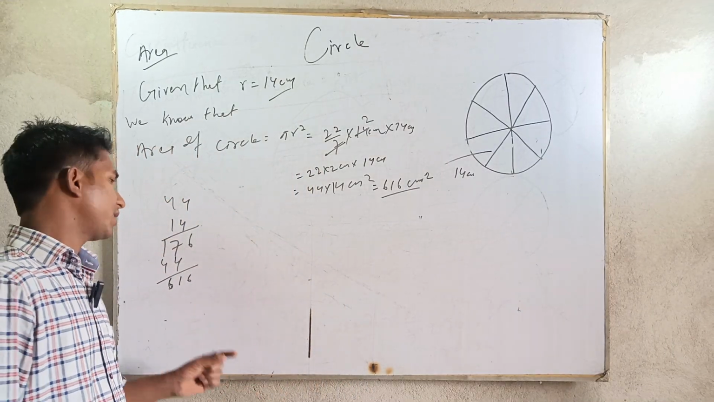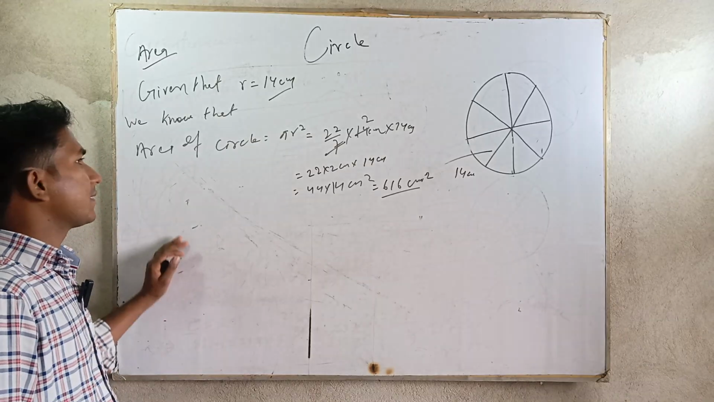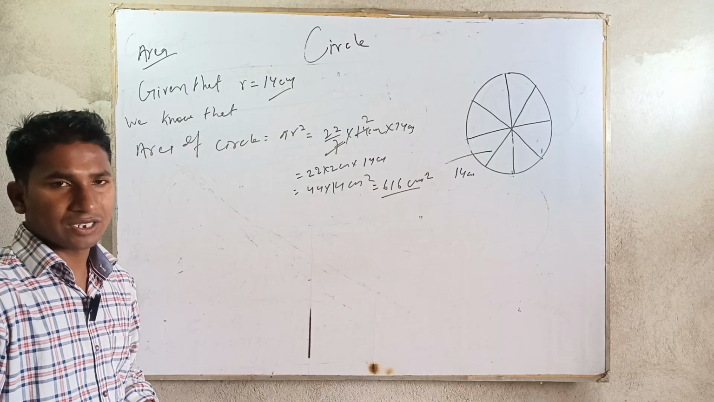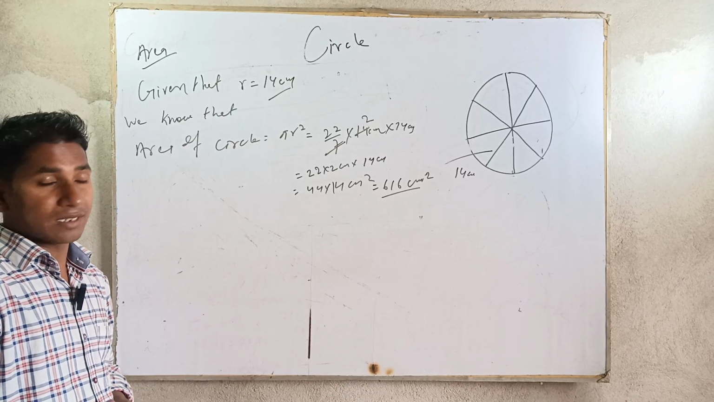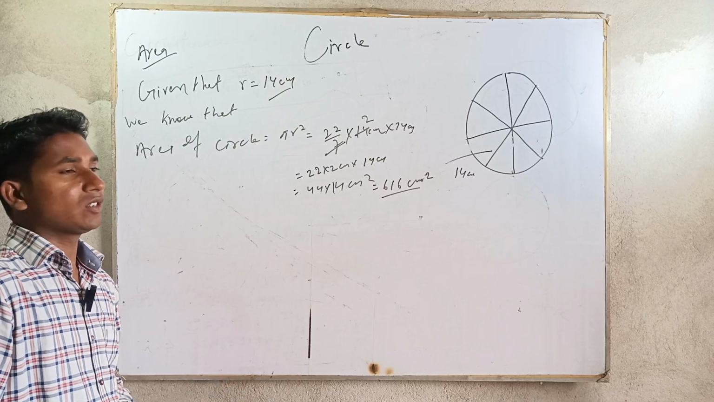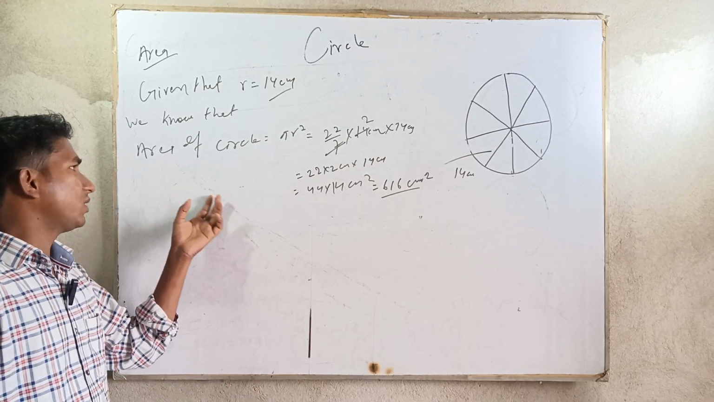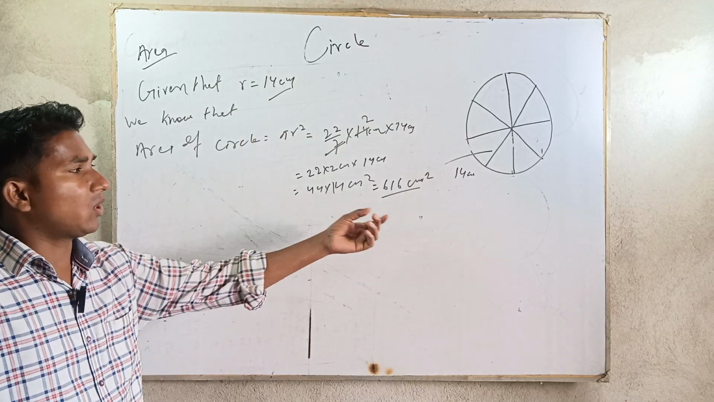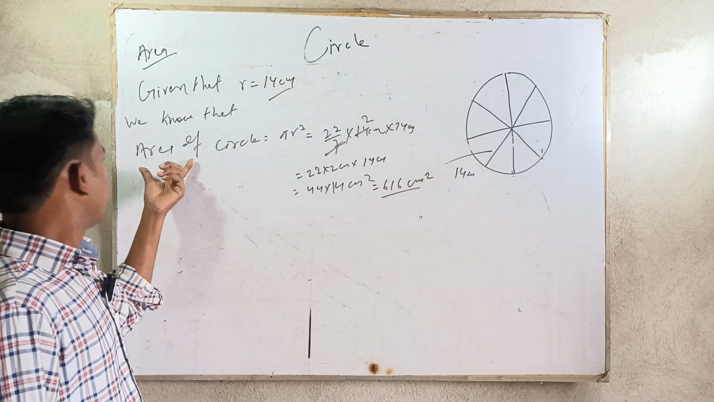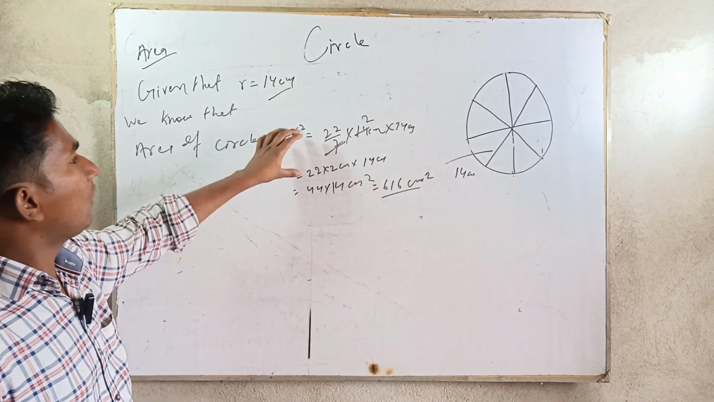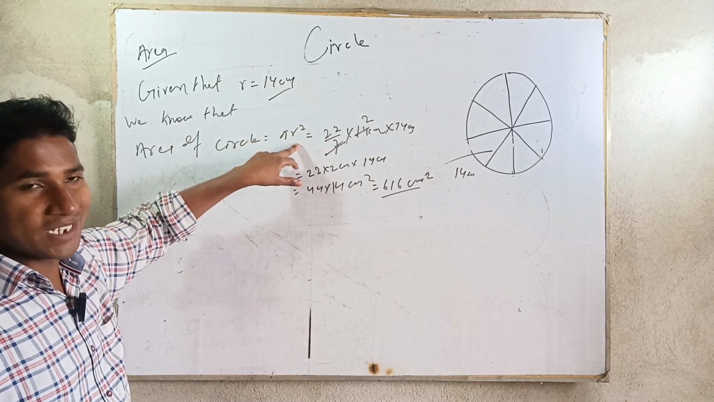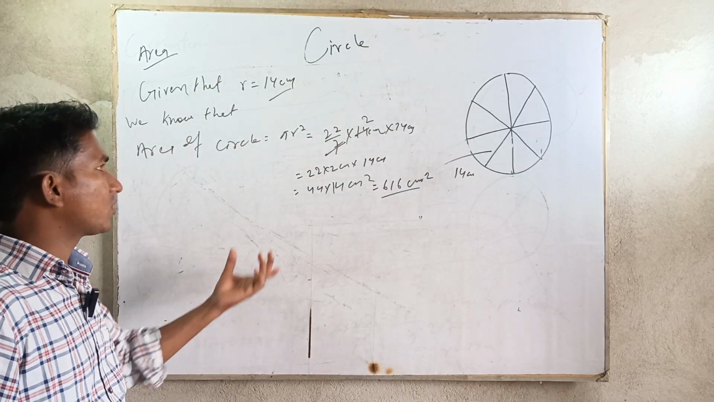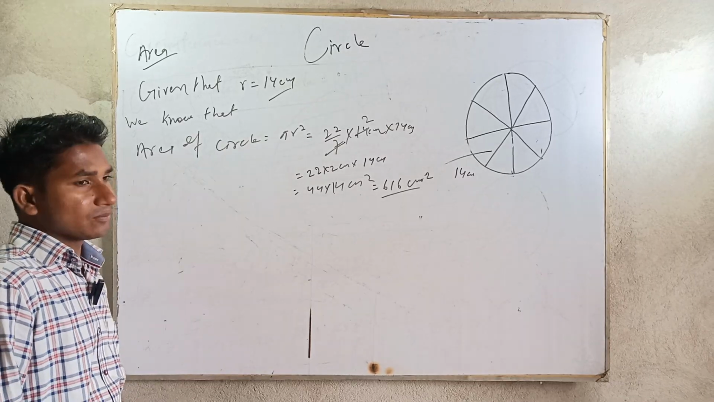It is the same thing if the question says that if area is given, find out the radius of the circle, find out its diameter. The same formula I will use, and instead of area I will write the value of area, and I will solve. If r is not given, I will put the value and solve, then I will find out its value for the circle.